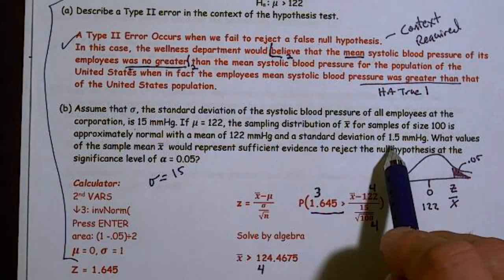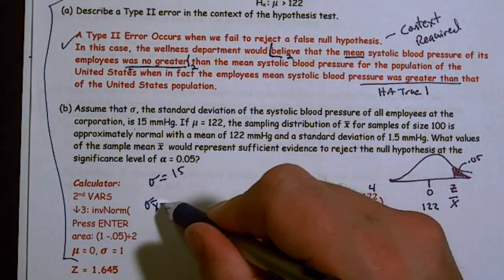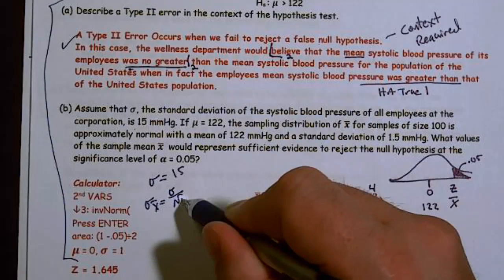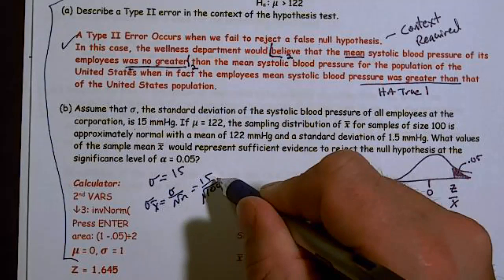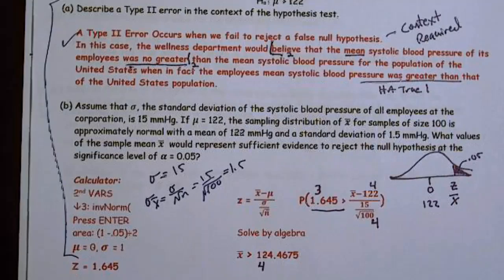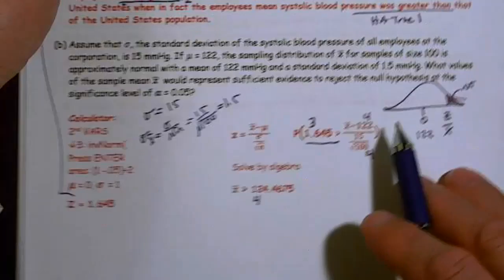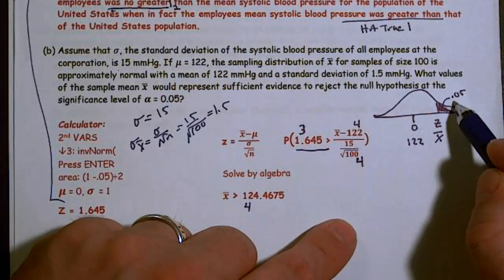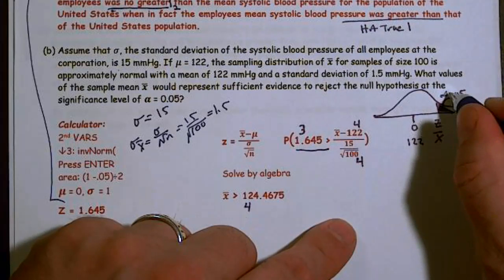First off, let's talk about that 1.5. That 1.5 came from the standard deviation of X bar equaling the standard deviation divided by the square root of n, which is 15 divided by the square root of 100. So that's where that 1.5 came from. All right. So they're using a 95% confidence level, which means they want an alpha of 0.05. So this is our alpha equaling 0.05.